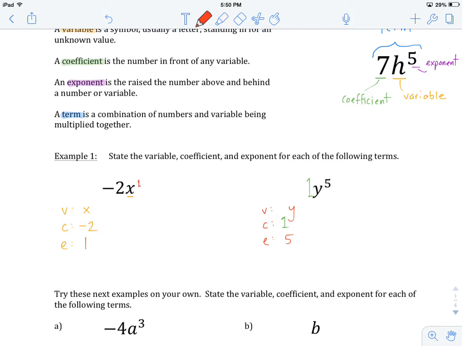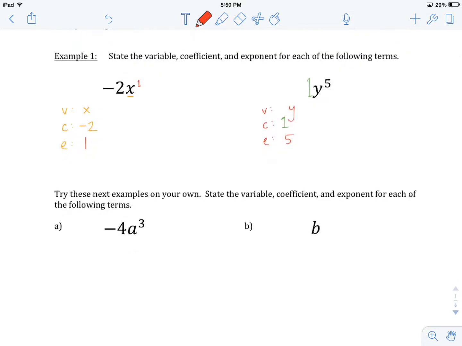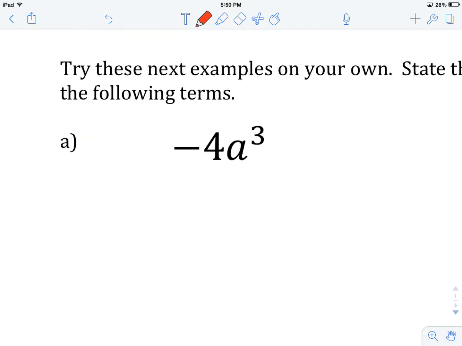So there's a couple of worked examples for you. Let's let you guys try a couple on your own here. So our first example A, minus 4a to the exponent 3. Let's try to get the coefficient, variable, and exponent written down. When you've got them down, come on back and we'll see how you did.